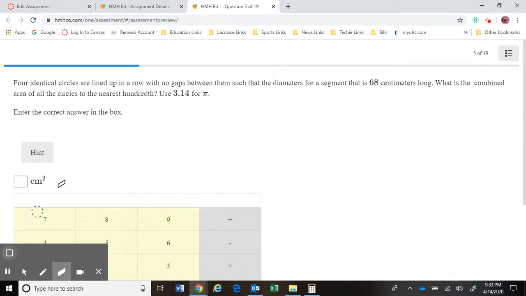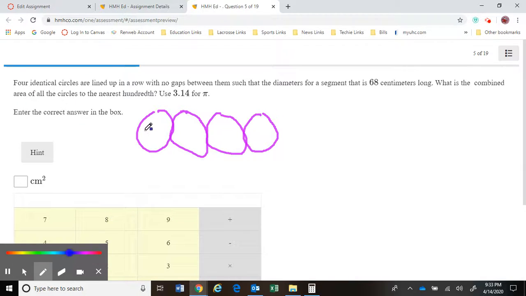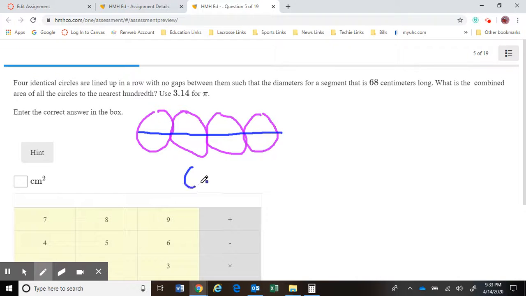Clear it. 4 identical circles are lined up in a row with no gaps between them, such that the diameter for a segment is 68 centimeters long. So draw yourself a picture. 1, 2, 3, 4. There's my 4 circles. Man, they're awesome circles. And what does that mean? That's 68.